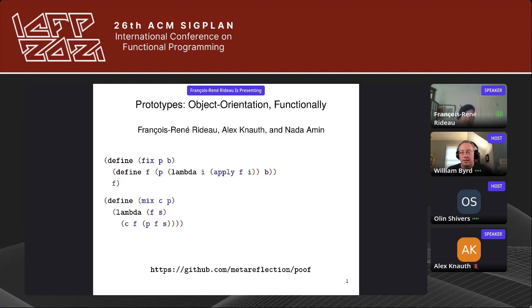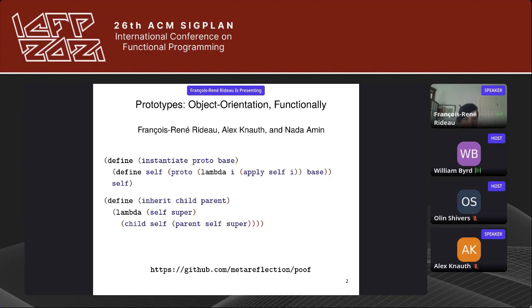I'll start. Hi, I'm François-René Rideau. I'm presenting today a work I did with Alex Knout and Nada Amin about prototypes, object orientation functionally, in which it's a paper in which I argue that these two definitions here are the heart of object orientation. And to make them easier to explain later, I will just rename a few of these labels, and we'll explain that later. But basically, we're arguing that this is the heart of object orientation.